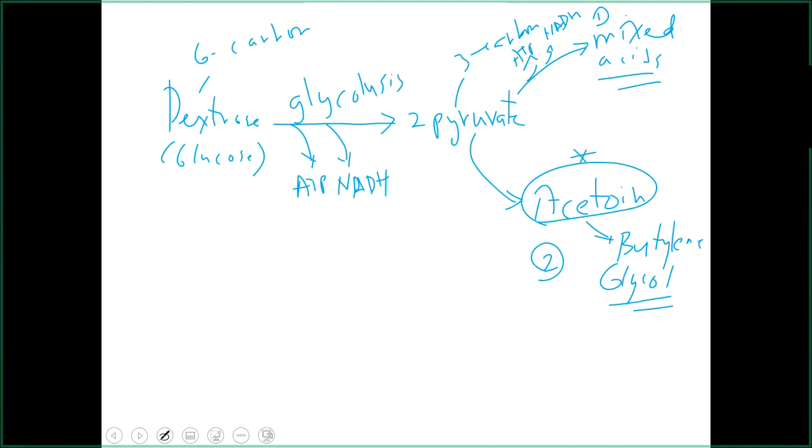Is it a mixed acid producer, or is it a form that utilizes butylene glycol metabolism? And the way we know it's using that type of metabolism is that it's producing acetone. Right? Hopefully that makes sense. It should. So that gives you some rationale there about what we're trying to accomplish, why it works.